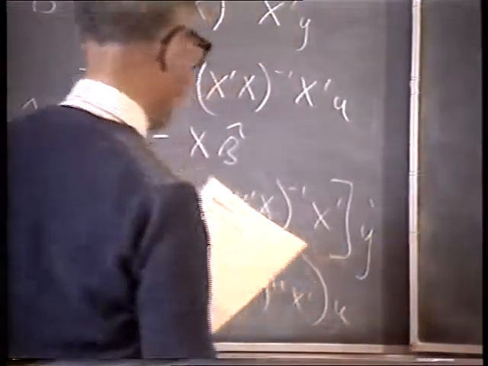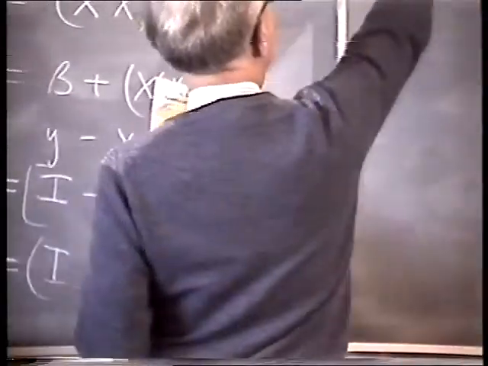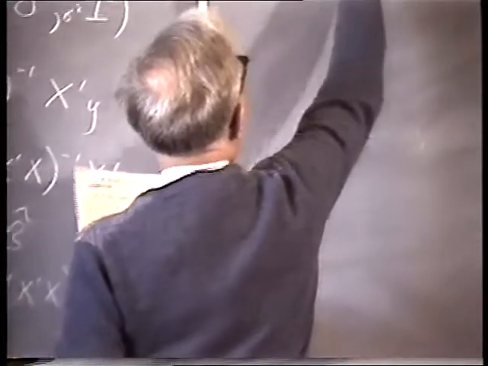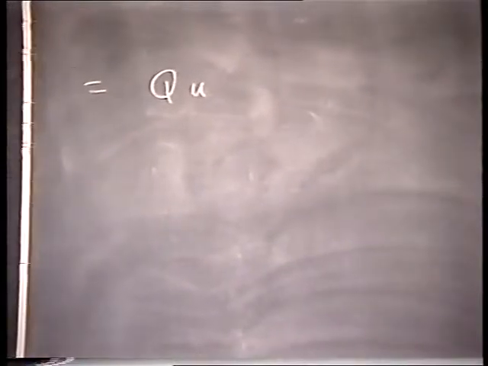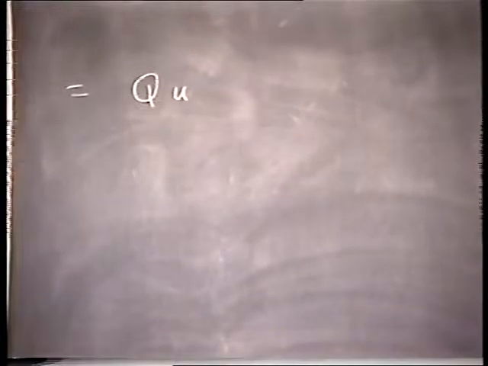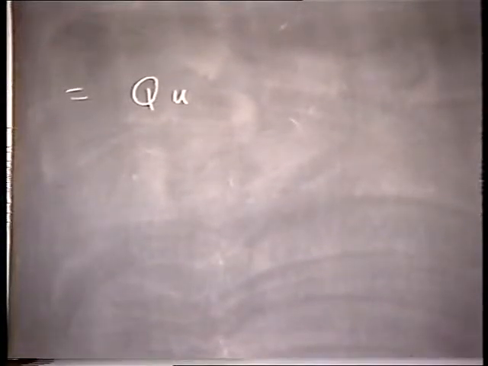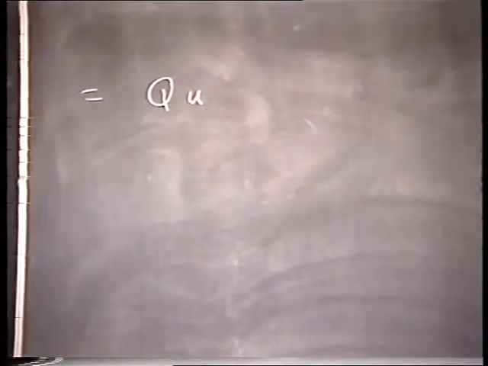Well, we can write this in the form u hat equals QU, where Q is defined as the idempotent matrix in the square brackets. And that, of course, is a T minus K order symmetric idempotent matrix.